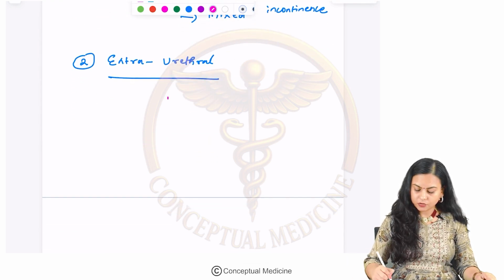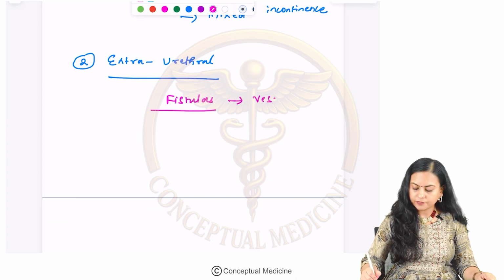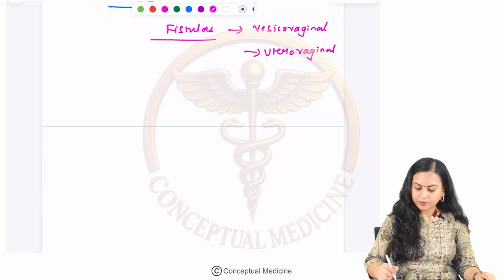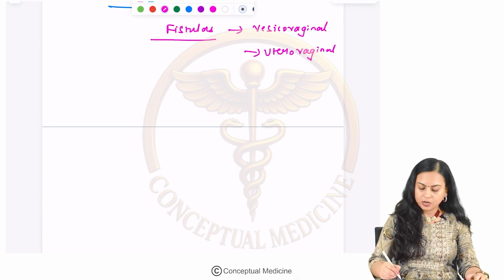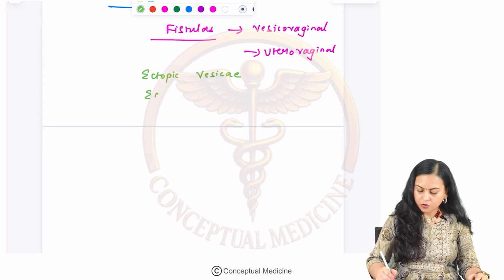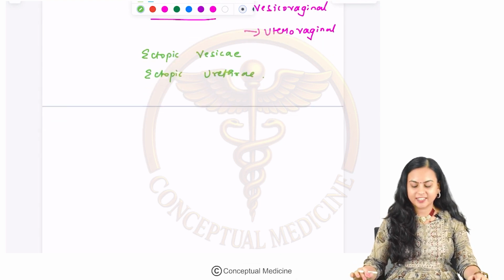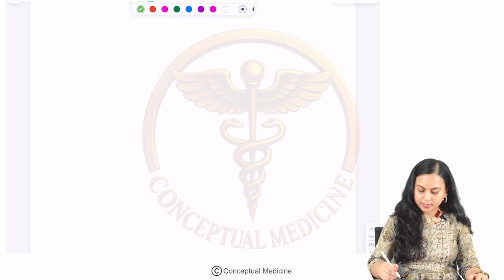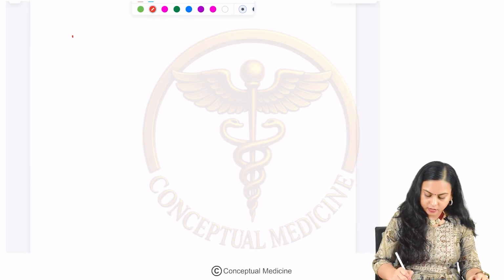That will include fistulas, that is your vesico-vaginal fistulas or urethro-vaginal fistulas. And some other causes of urinary incontinence can include your ectopic vesicae or else your ectopic urethrae as well. Clear? Right. Now, let's see what is stress incontinence.